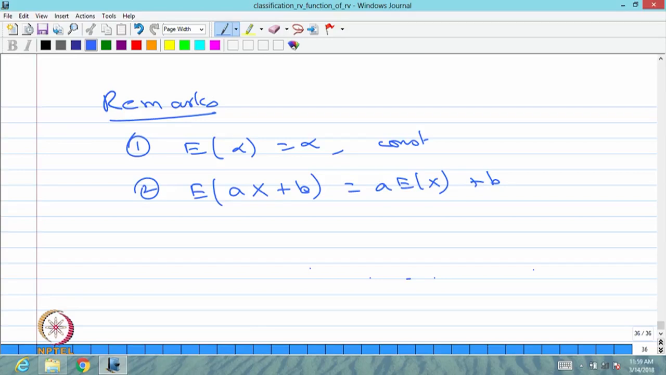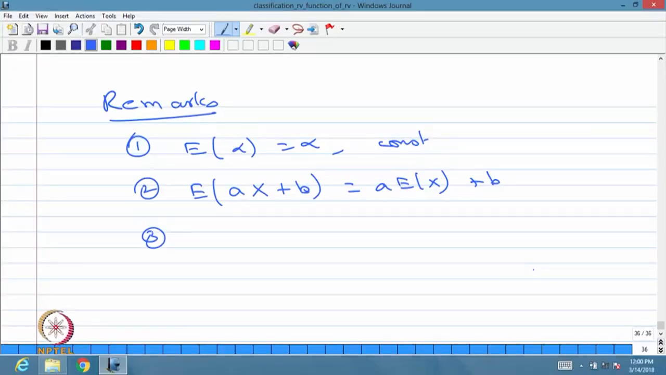That means the expectation of a constant times a random variable plus another constant is the same as the constant can be taken out. Third remark: if the probability of x greater than or equal to 0 is 1, the unit mass is distributed over the interval 0 to infinity.